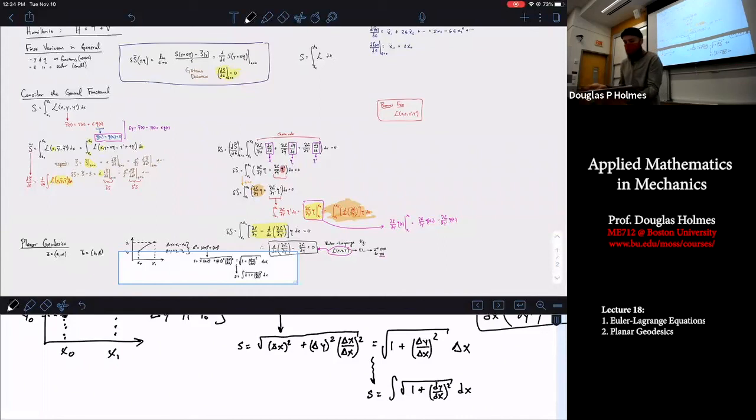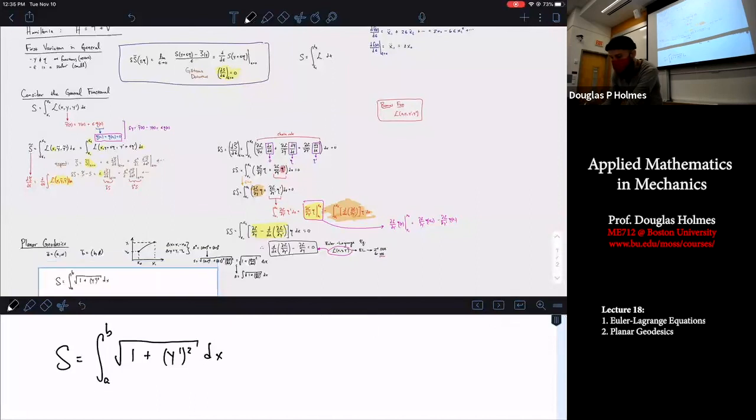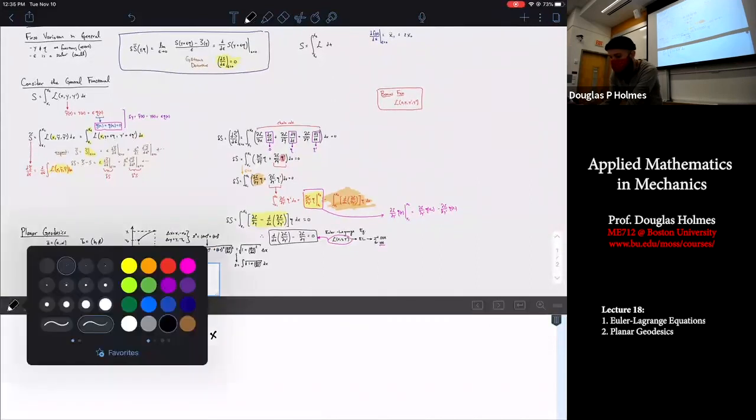And we've just found the arc length by going from basic stuff that we learned a long time ago. So we can come over here and say the thing we want to minimize is the distance between points A and B, the integral of the square root of 1 plus y prime squared dx. And this is our Lagrangian.